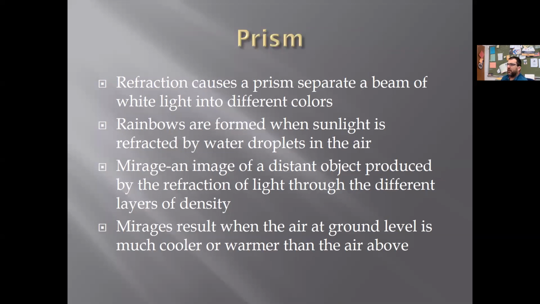A prism is what causes a refraction. It separates light into a beam. White light is all colors of light, and we'll talk about that again later this unit, but a prism separates white light into its different colors. That's the colors of the rainbow. Water can act as a prism whenever it's raining and sunny, and it separates the light into the colors of the rainbow.